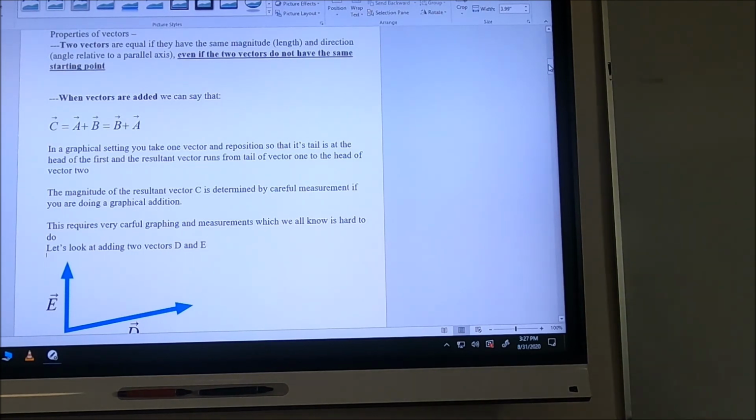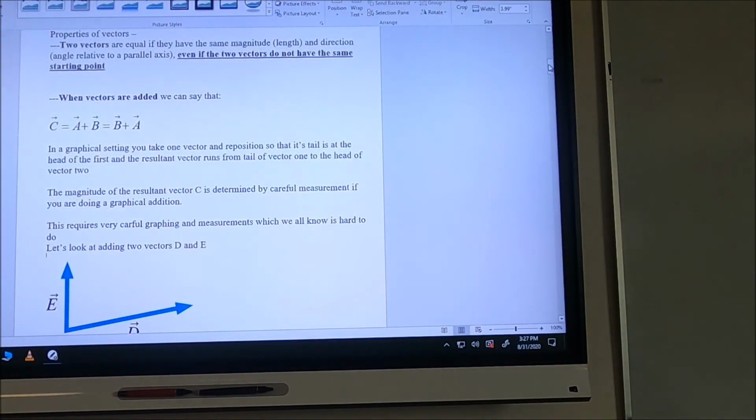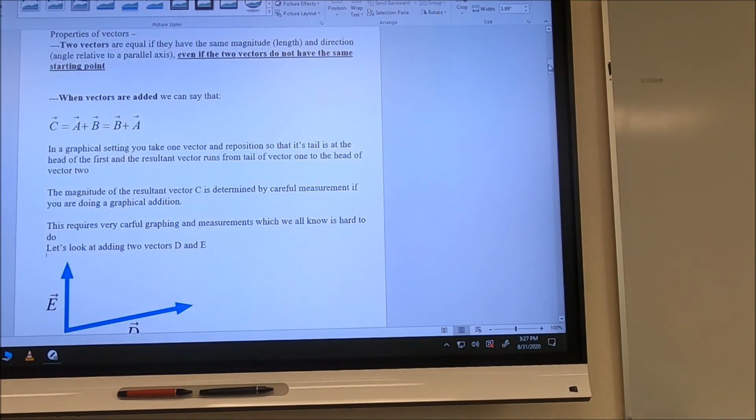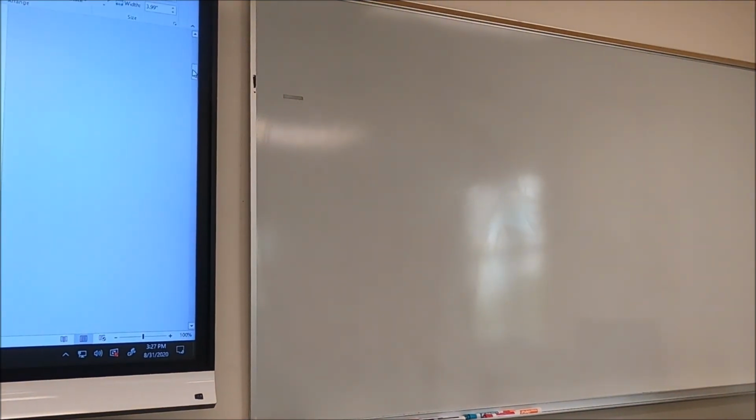Let's think about the properties of vectors. Two vectors are equal if they have the same magnitude, length, and direction, relative angle to a parallel axis, even if the 2 vectors do not have the same starting point. So let me show you an example. We're going to draw over here on the whiteboard.